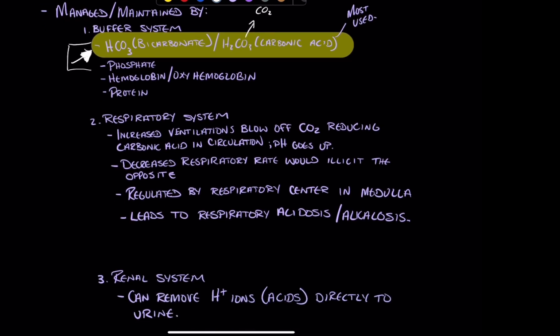Respiratory system, I've talked about this quite a bit with end tidals. As we increase our ventilations, we can blow off excess CO2. And if you think of what I just set up with the buffer system, as we release CO2, we reduce our carbonic acid in our system, which will help bring our pH back up, right? So it says here, blowing off CO2 reduces carbonic acid in circulation, and our pH will go back up.